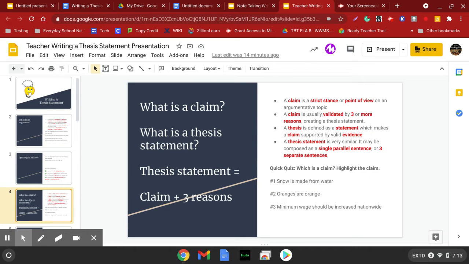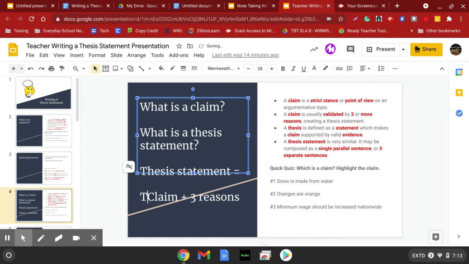What is the claim? What is the thesis? A thesis statement equals claims and 3 reasons. And I'm going to include another piece here. It is a topic plus claim plus 3 reasons. A claim is a strict stance or point of view on an argument topic. A claim is, this is my answer.